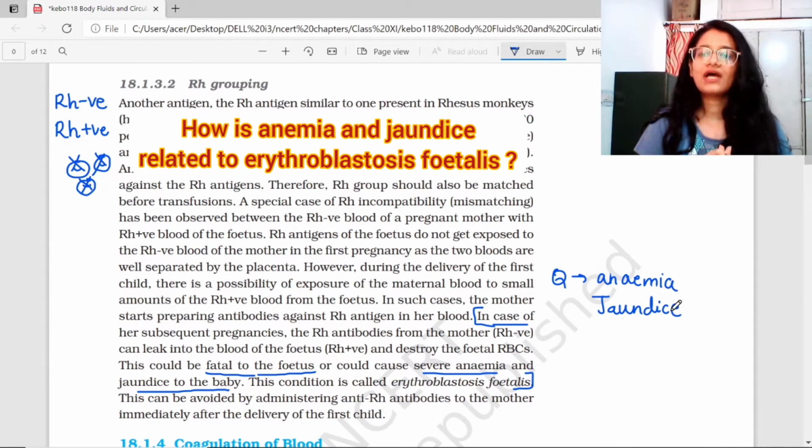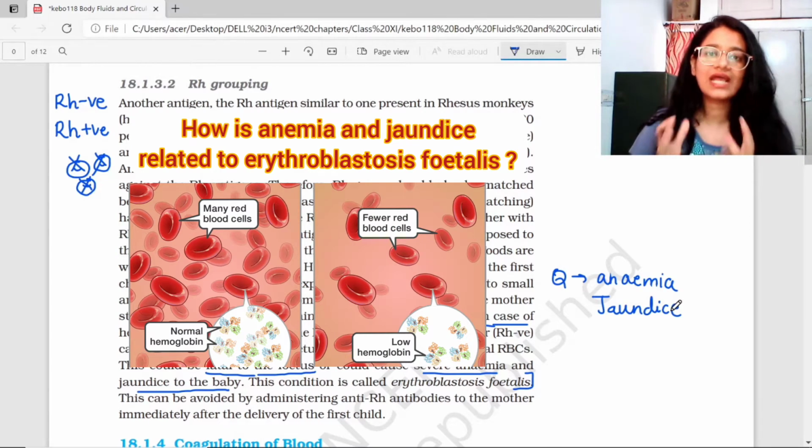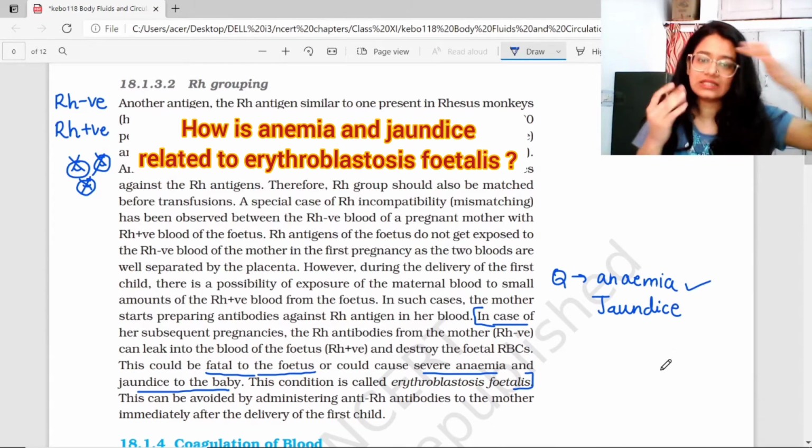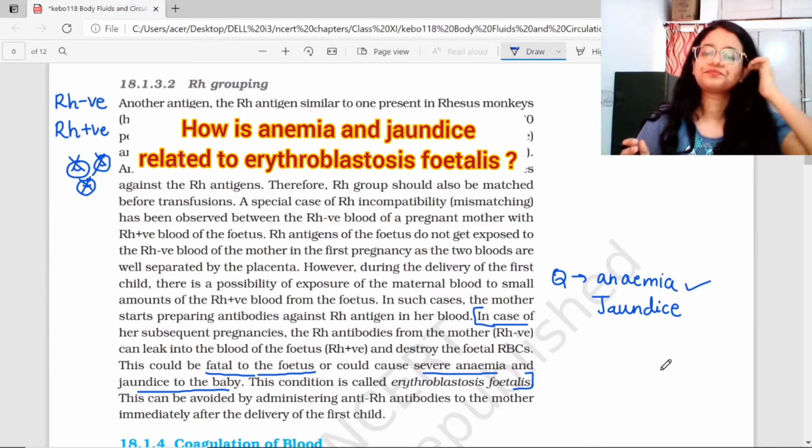Okay, now if we see what is anemia, what is the definition of anemia, what happens in anemia. So anemia is basically when the red blood cell count becomes very low. Okay, that is anemia. And here, as we know that the mother's antibodies have attacked the child's red blood cells, so obviously there will be a decrease in the red blood cells in the child, so that will cause anemia. Okay, so it is clear how anemia is being caused in this disease, right?